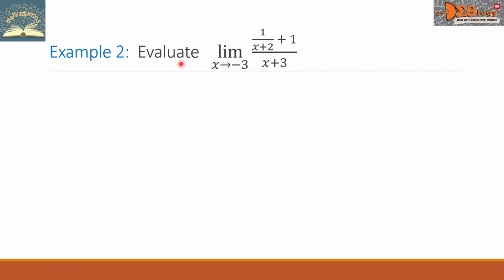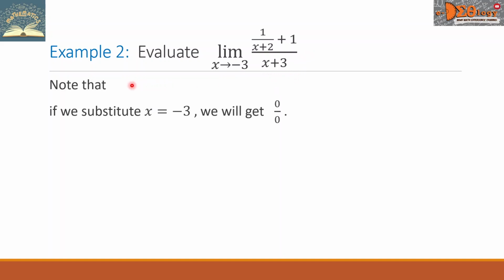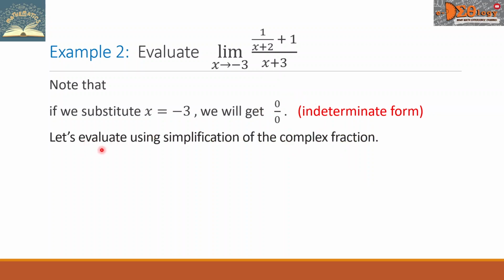Example 2. Evaluate the limit as x approaches negative 3. This is our complex fraction: 1 over x plus 2 plus 1, all over x plus 3. Note that if we substitute x equals negative 3, we will get 0 over 0, and this is indeterminate form. Again, we will evaluate this limit using simplification of the complex fraction.